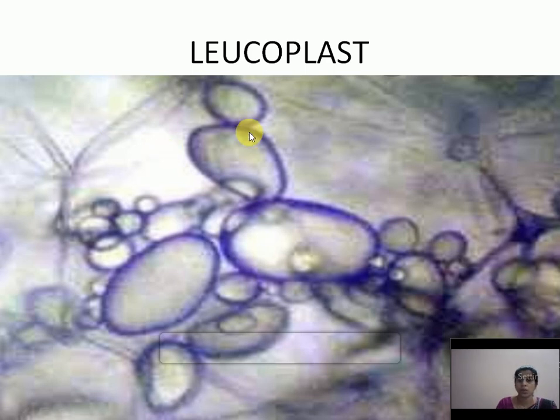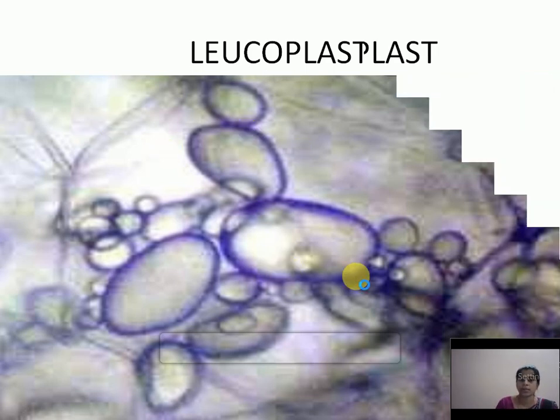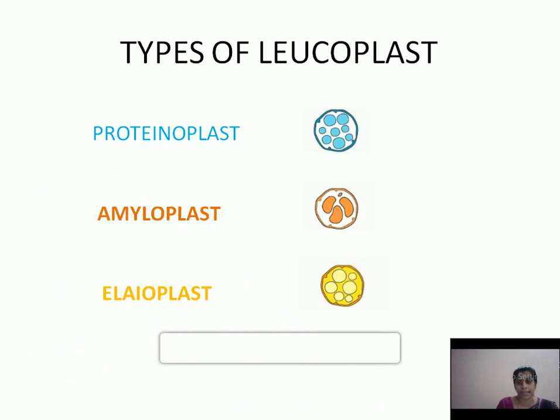So these are the leucoplasts, and they are divided into three types: proteinoplasts, amyloplasts and elaioplasts. The amyloplast is the most important, the greatest among all these three. All of these are easily charged with starch.